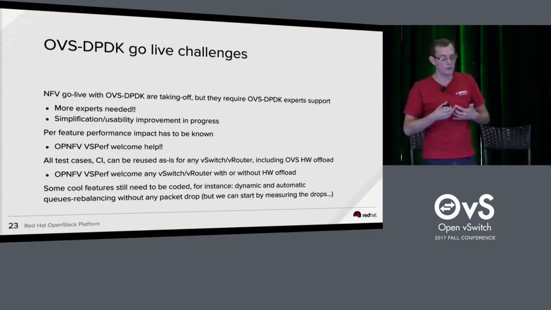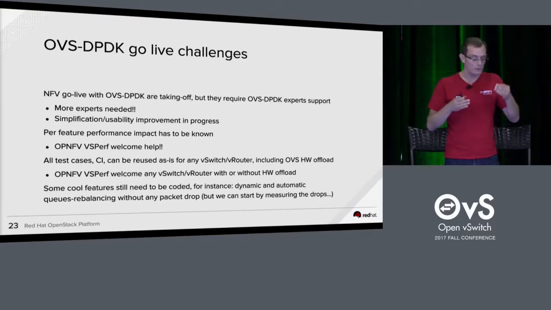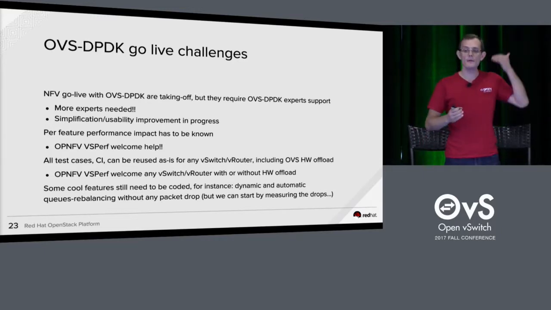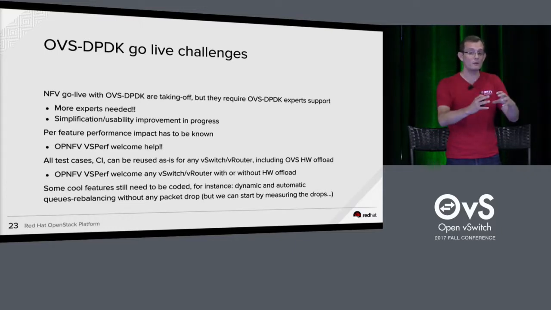So we have to provide numbers per feature, so people know the cost of each feature, and they choose if they really need it. Because if it's cheap, they will enable it. Do they really need all of the features? That's another question. All the test cases that we develop, the CI, can be reused for any vSwitch or vRouter, including OVS hardware offload. Because the VM is the VM, you will not change it. The user traffic is the user traffic. The vSwitch you put in the middle can be any vSwitch. So once you have this testing framework, you can compare any flavor of OVS, with or without offload, any vSwitch, anything. And you can have a fair comparison.